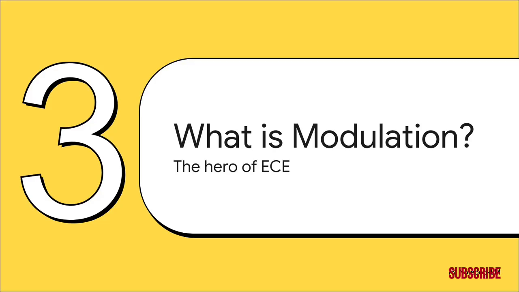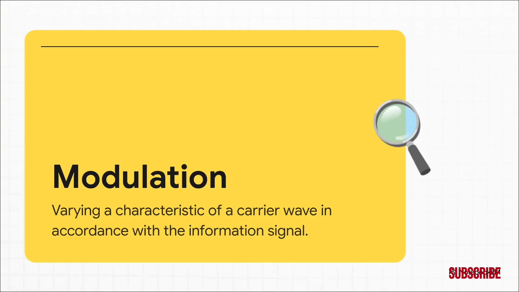Which brings us to Section 3, what is modulation? The hero of ECE. So how do we beat that noise and travel huge distances? Modulation. Officially, it's the process of varying a characteristic of a high-frequency carrier wave in accordance with our low-frequency information signal. Let's make that super simple.